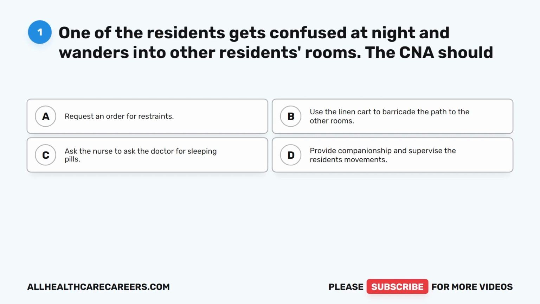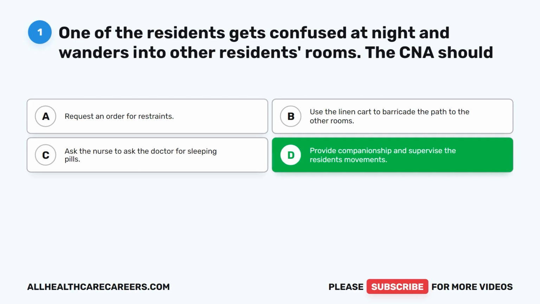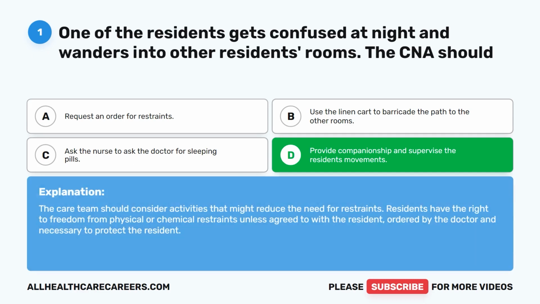The correct answer is D. Provide companionship and supervise the resident's movements. The care team should consider activities that might reduce the need for restraints. Residents have the right to freedom from physical or chemical restraints unless agreed to with the resident, ordered by the doctor, and necessary to protect the resident.